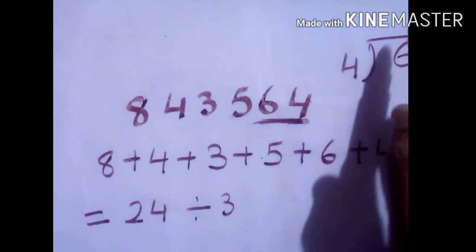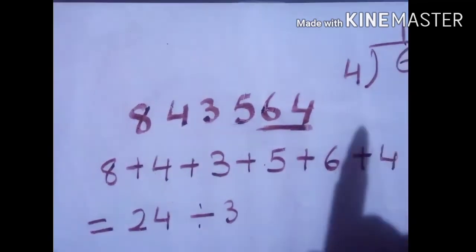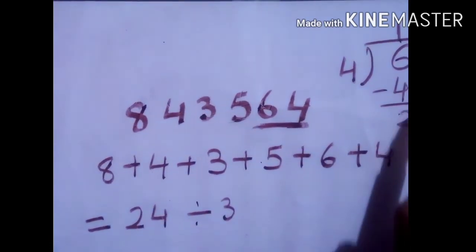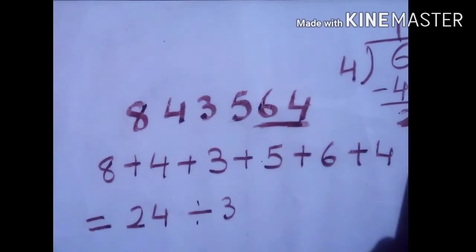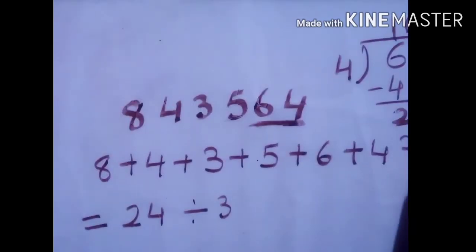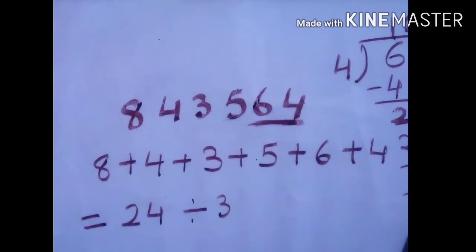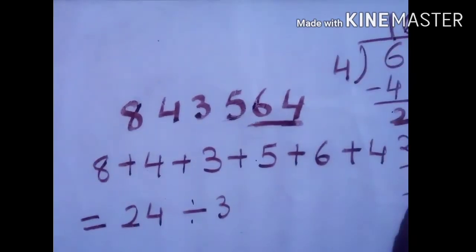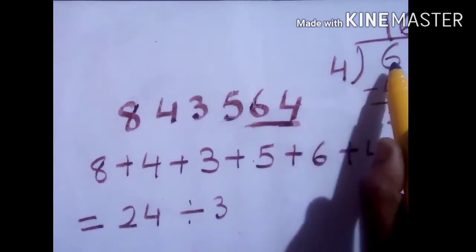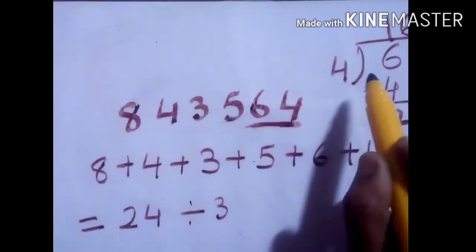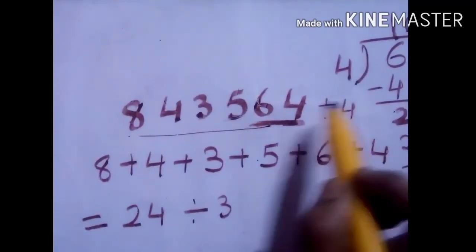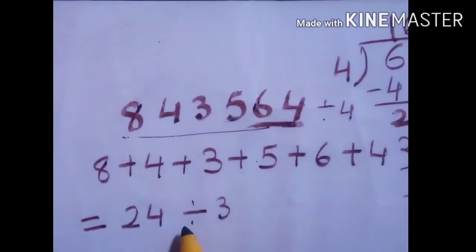So let us check. 4, how many times 6? 4 one time, 4 balance or minus, you get 2. Then bring this 4 down, you get 24. 4 how many times 24? 4 6 times 24. So there is no remainder. If the remainder is 0, then the number is divisible. That means 64 is divisible by 4. If the ones and tens place of the number is divisible by 4, then the whole number will be divisible by 4. So this number is divisible by 4 and 3.